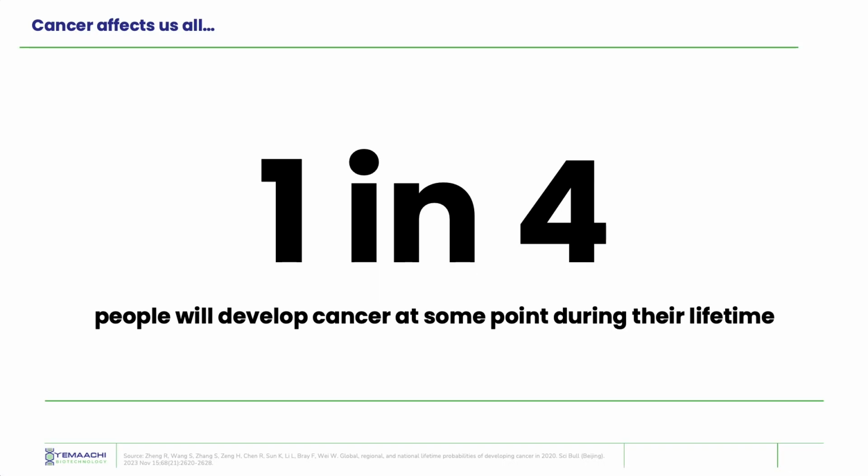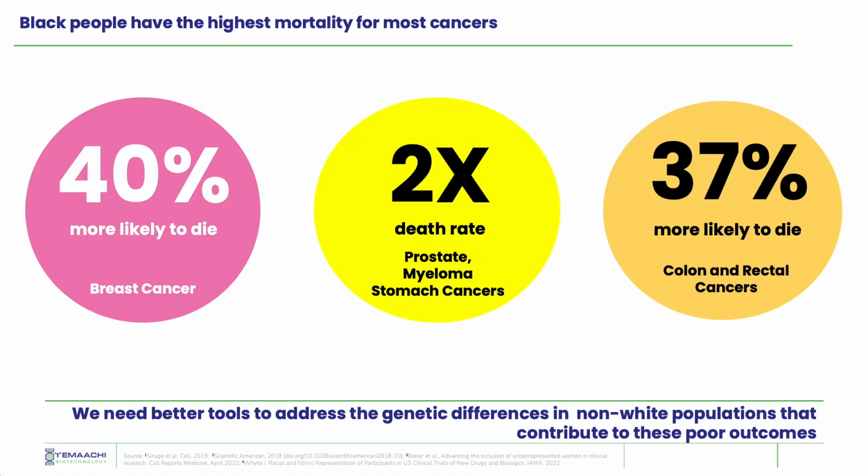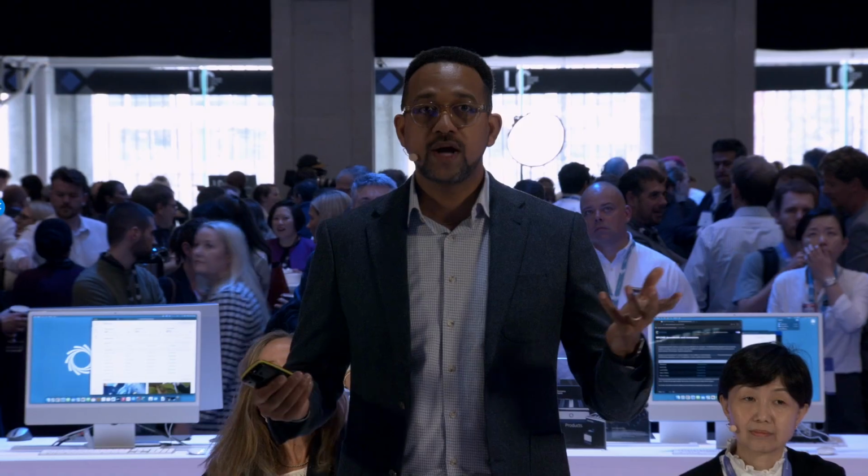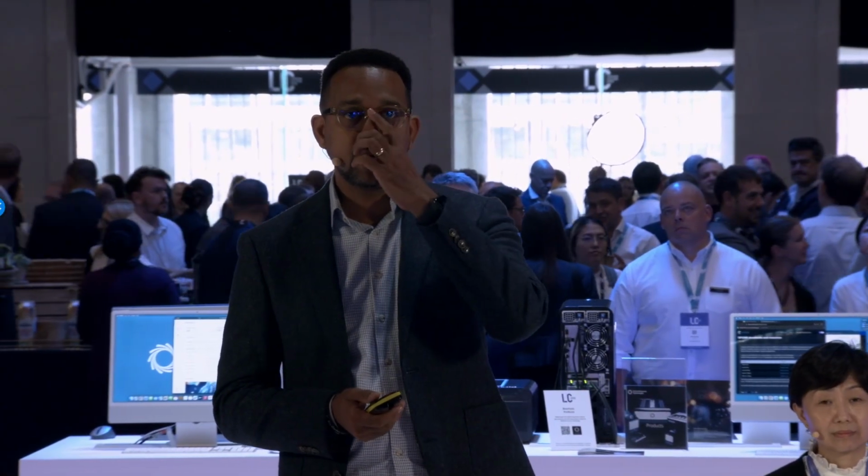So 1 in 4 people at some point in their lifetime will develop cancer. Now, if you look at cancer mortality from an ancestry lens, you find that Black patients, and this is in the US, are 40% more likely to die of breast cancer, twice as likely to die of prostate cancer and myeloma, and pretty much any cancer you can think of. The mortality to incidence ratio among individuals of African ancestry is among the worst.